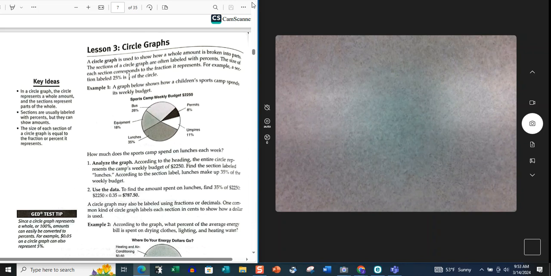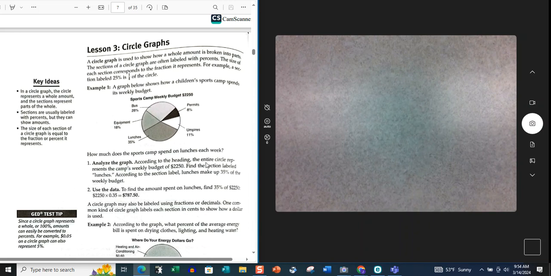Example 1. The graph below shows how a children's sports camp spends its weekly budget. Now, if you notice here, this circle graph is broken up into percentages. And you see here for the bus is 28%, equipment 18%, and so on. It says, how much does the sports camp spend on lunches each week? Okay, so we see here is 35% for lunches.